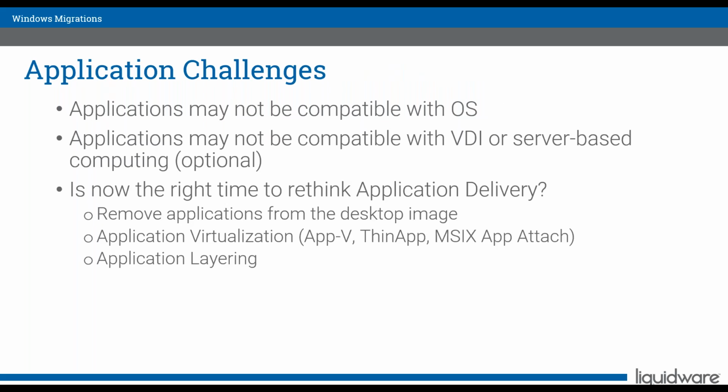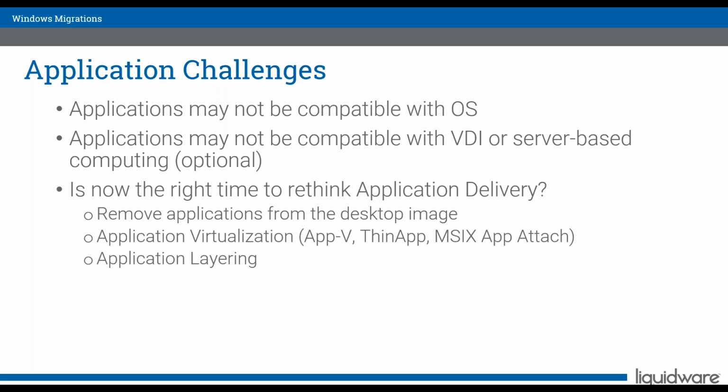And further application challenges is that they're not always compatible with the operating system that you're moving to. Windows 7 applications are not always compatible with Windows 10. Sometimes, and most of the time they are, but older applications may not be. They might not be compatible with delivering in a virtual or server-based computing environment. And now's the time to rethink your application delivery. And that's why you're seeing a lot of things in the news about revisiting ways you're delivering applications.